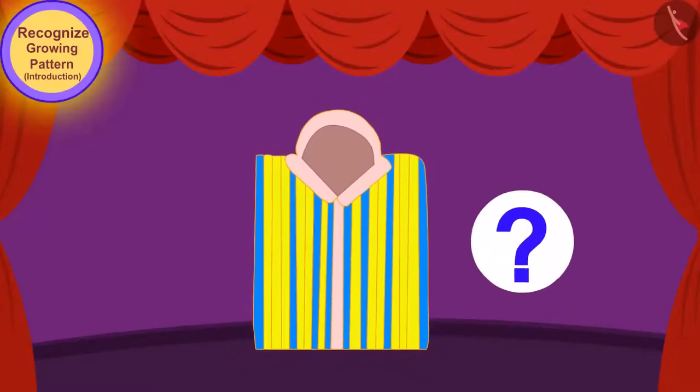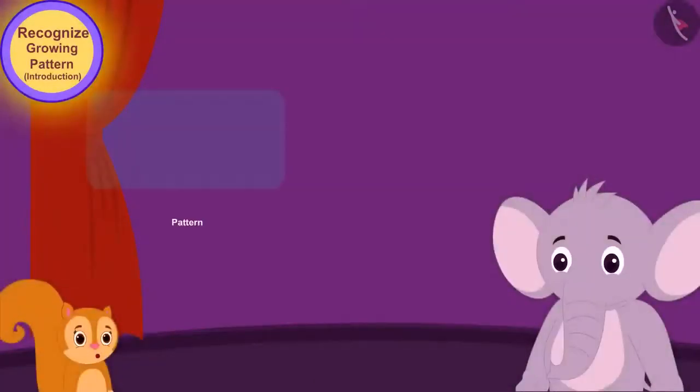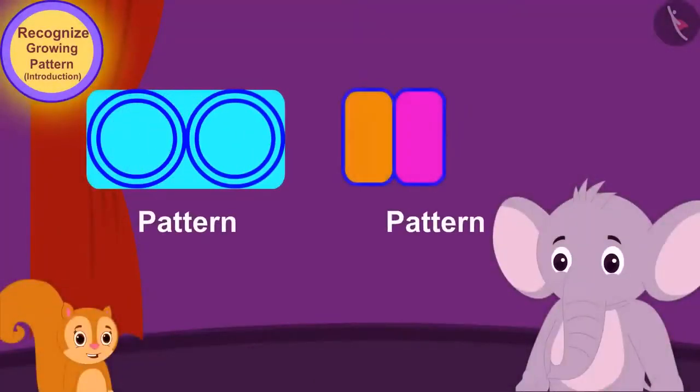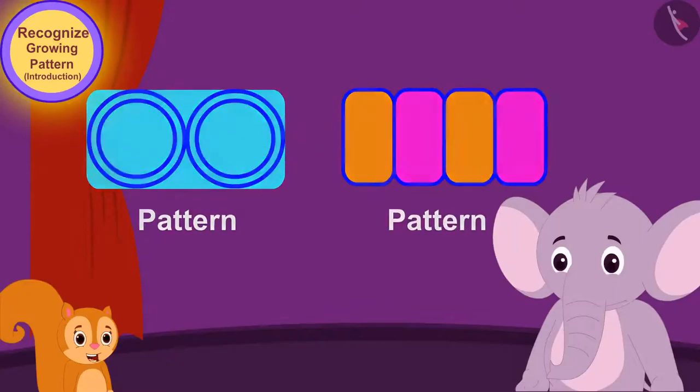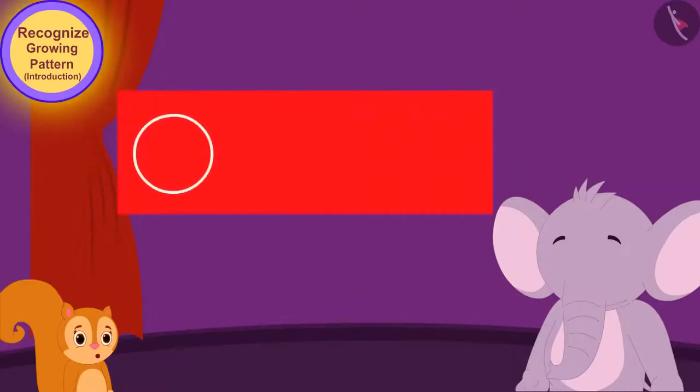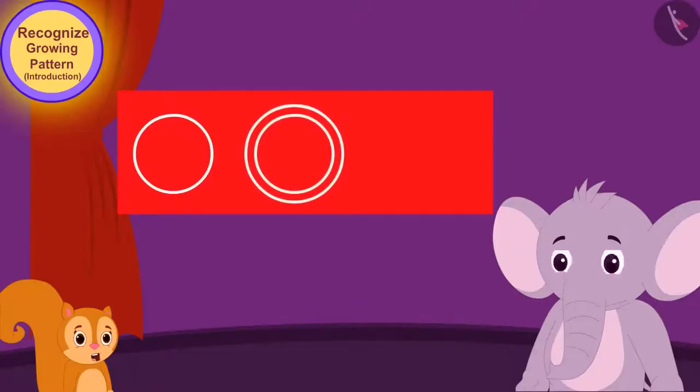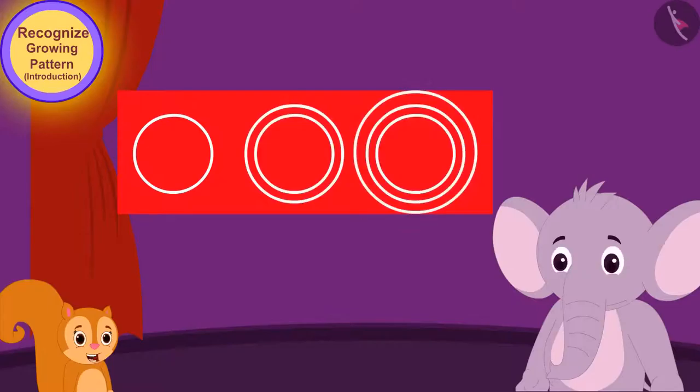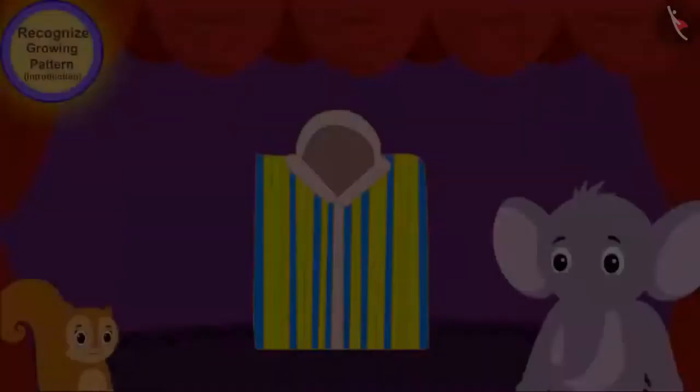Let's see what Chanda is telling Appu. "Hey Appu, it is not necessary that the pattern is made only with some kind of repetition. There are also some patterns in which, by increasing the size or color by a particular rule, they are added to the pattern. These patterns are called growing patterns."